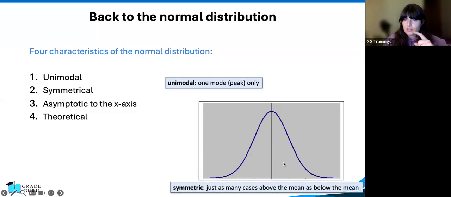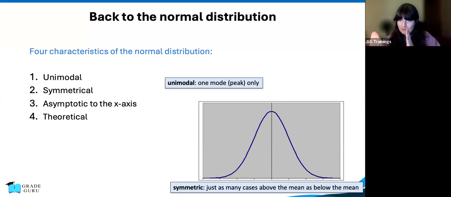Second is that it's symmetrical. Right in the dead center here, we have our mean, our median, and our mode. And our median cuts the data into 50-50. So it's completely symmetrical with 50% of the data lying above the center and 50% below the center.